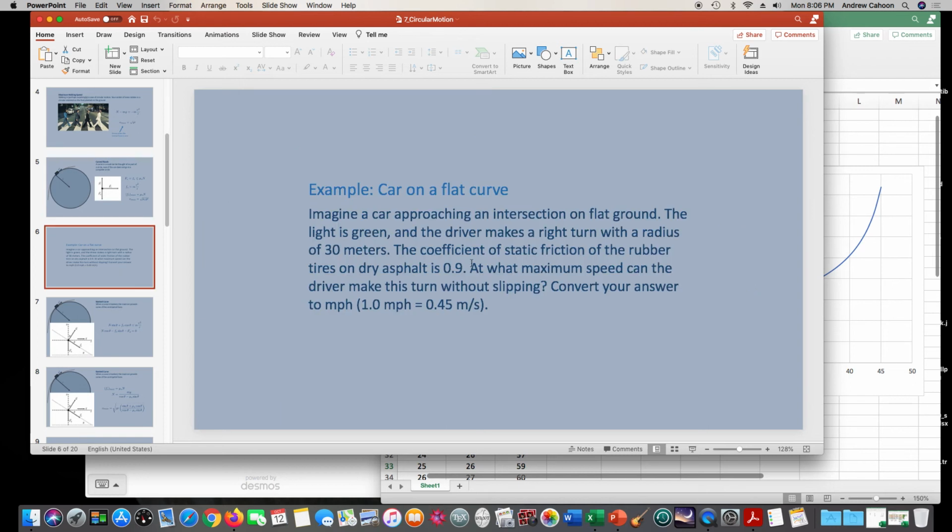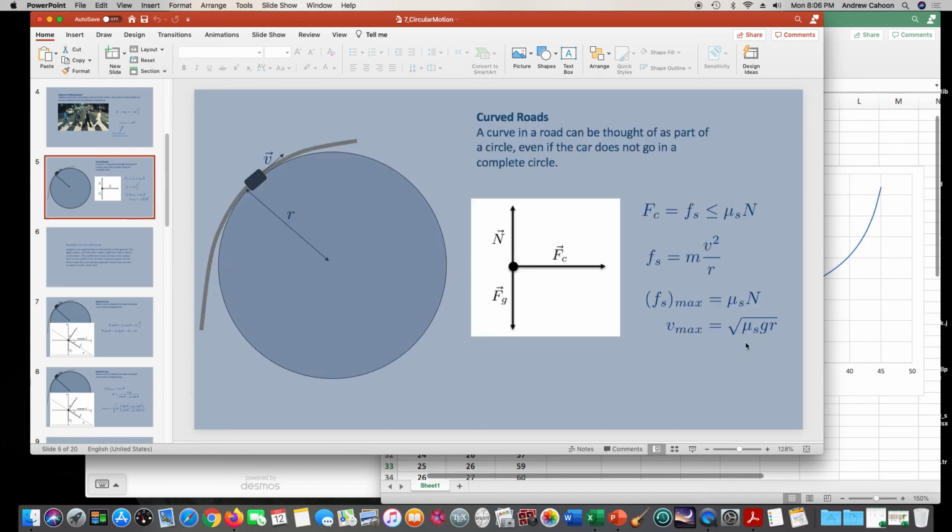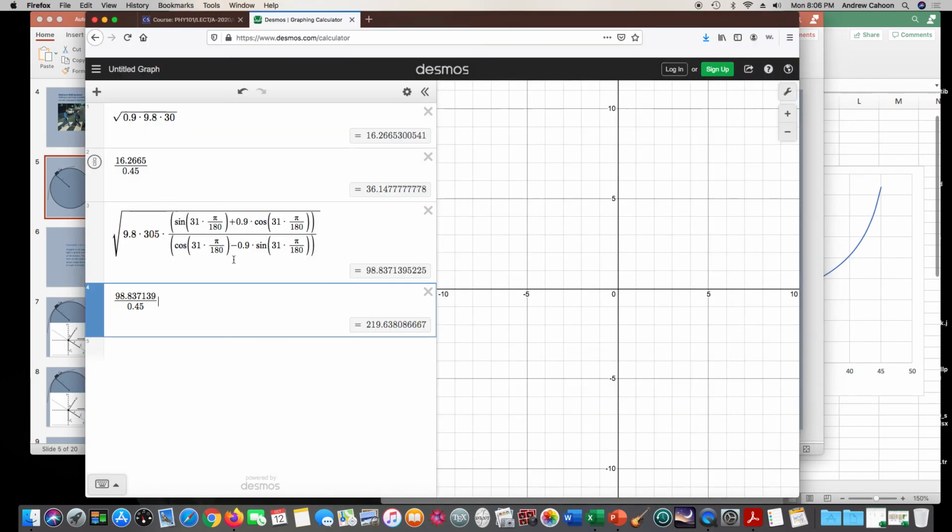So in this problem, the coefficient of static friction is 0.9, gravity is 9.8 as usual, and the radius of the curve is 30 meters. So the first thing we do is plug into that formula 0.9, 9.8, and 30. So I did that up here in Desmos, 0.9, 9.8, 30. Multiply those numbers together, take the square root, and we get a value of 16.266 meters per second. So everything in here is in standard units, so the answer should come out in meters per second.